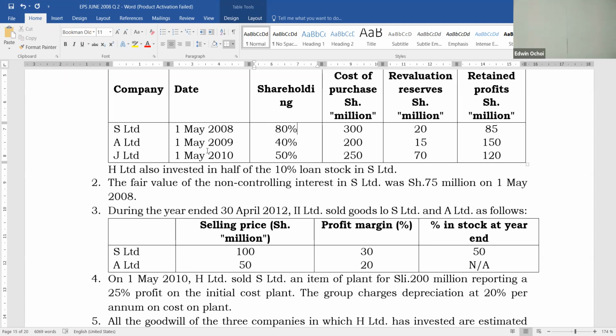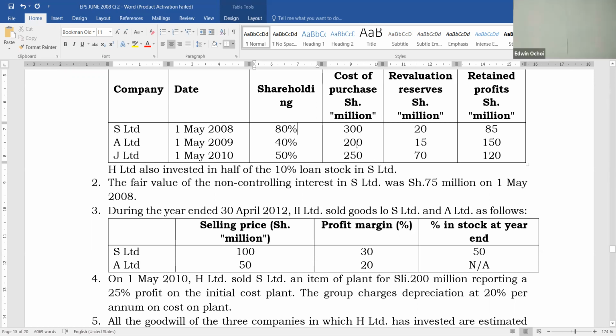Cost of purchase is all about purchase consideration. When they were investing in S, they invested 300; in A it is 200, and in J it is 250. Which figure are you getting? 300 plus 200 plus 250, so the total is 750.